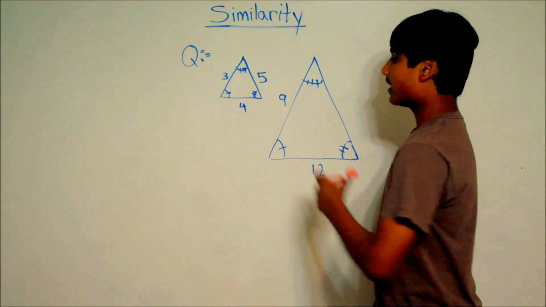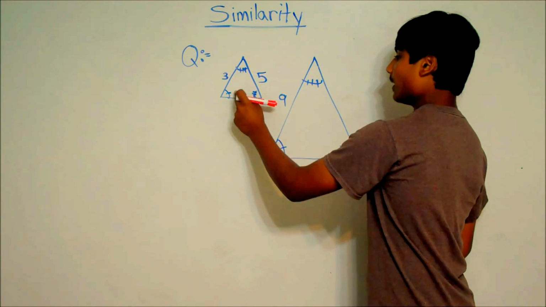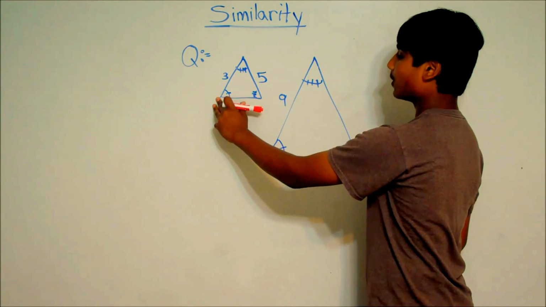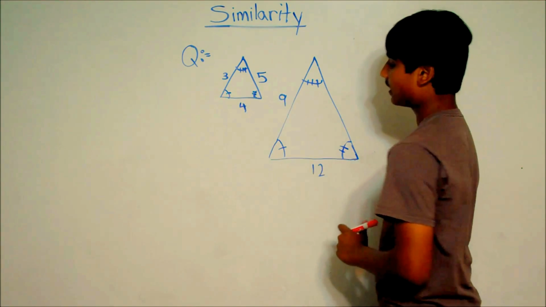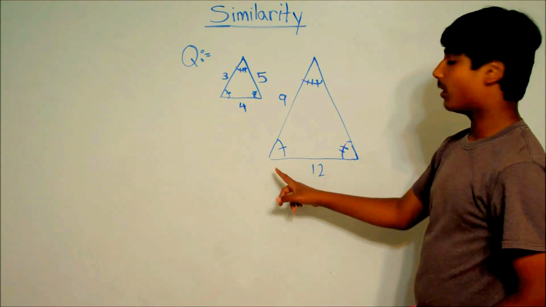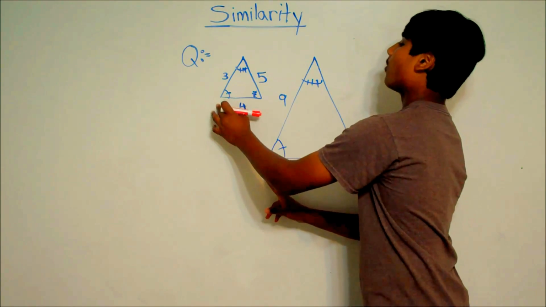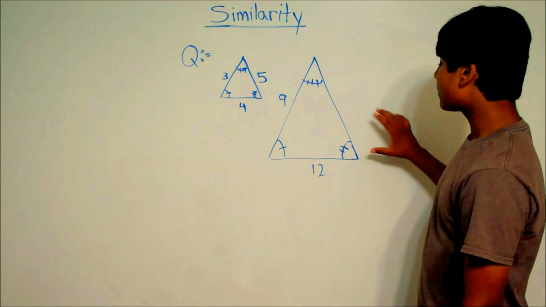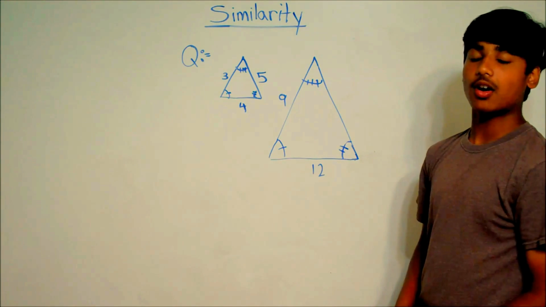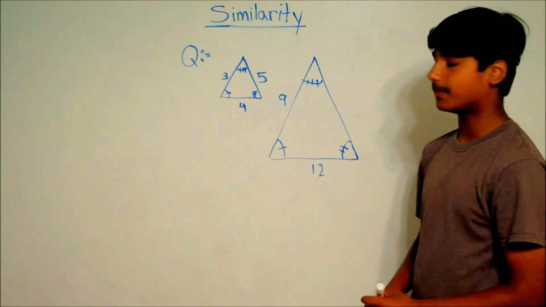The reason why we know that is because the corresponding angles are both congruent. For example, let's take this angle, for instance, that has one dash across the angle side. The bigger triangle also has one dash across the angle side. So that means that these two corresponding angles are congruent. And this goes the same for the other two angles. So that means all three corresponding angles are congruent.